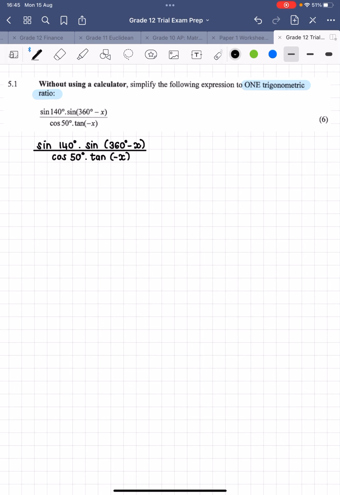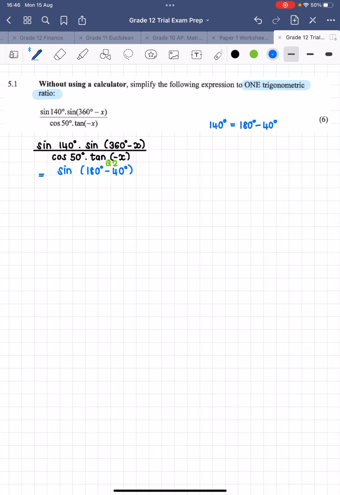Now guys, whenever they say without the use of a calculator and you have a numerical angle like we have for the first one, sine 140, you're going to have to rewrite 140 degrees in terms of one of your quadrants. Now what I'm going to do is I'm going to rewrite 140 as 180 minus 40. Okay, so that is going to be my first step. I'm going to change sine 140 to sine 180 minus 40. Because then using my reduction formula, I can say that this is in quadrant 2. And then we can say that sine in the second quadrant is positive. So I can just change that to sine 40 in the next step.